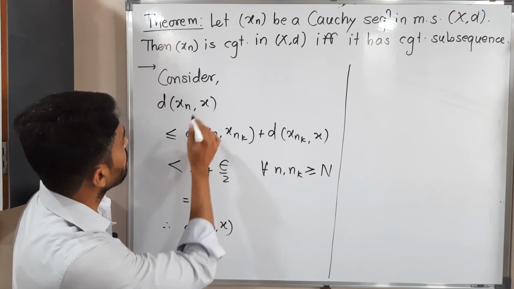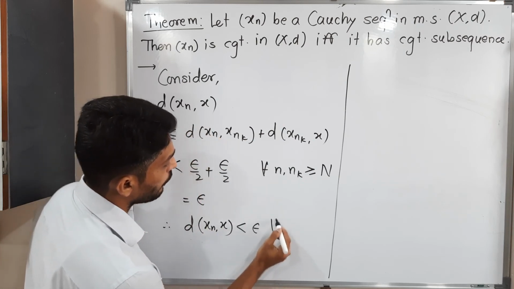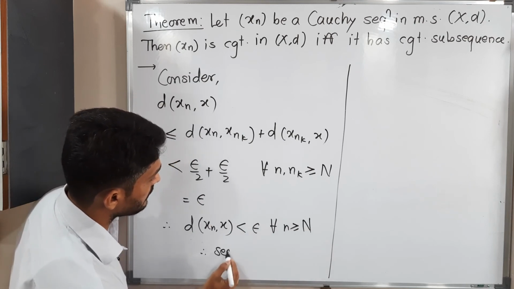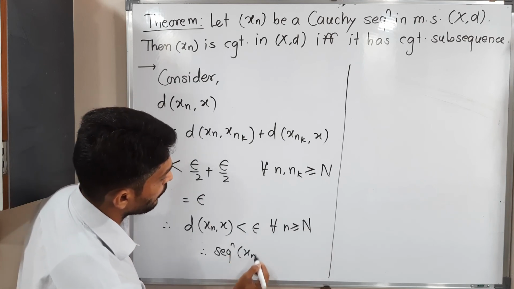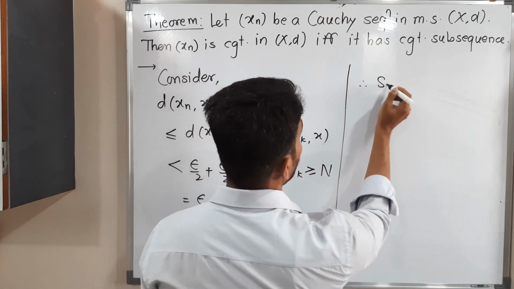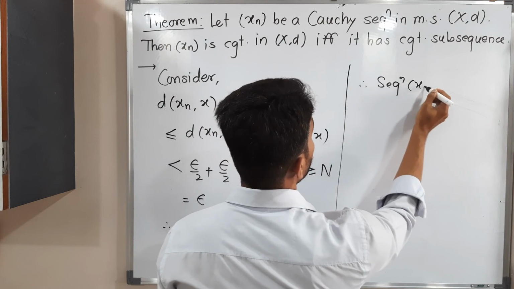So therefore, finally, we started with d(x_n, x) < epsilon for all n greater than or equal to capital N. Therefore, the sequence x_n converges to x by definition. Getting it? So therefore, what is our conclusion? Therefore, the sequence x_n is a convergent sequence.